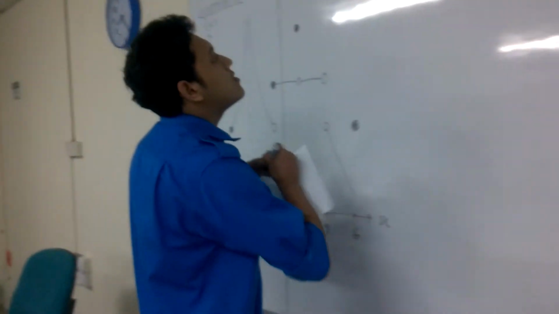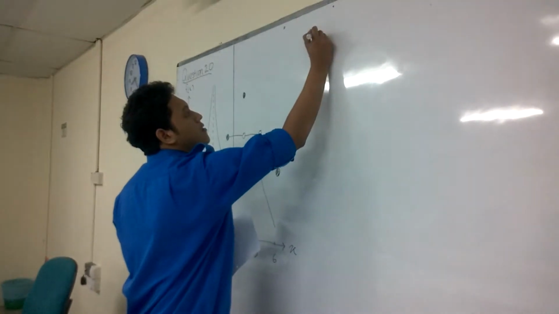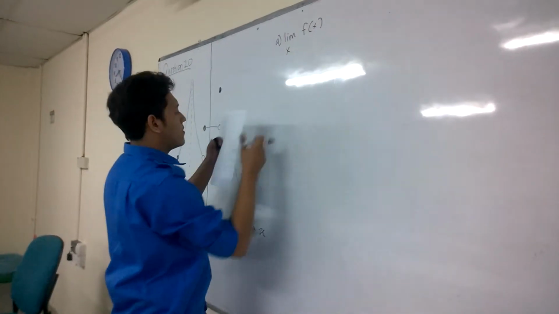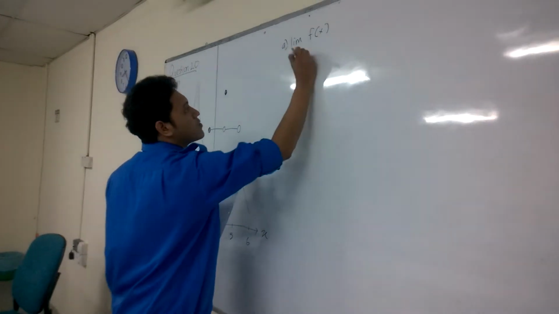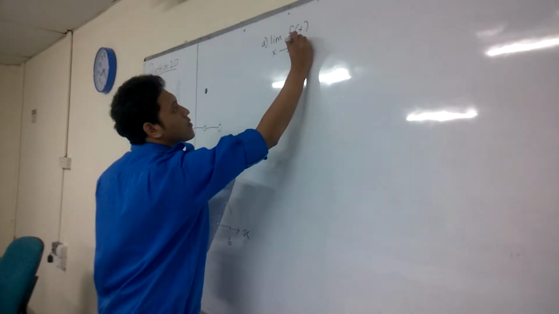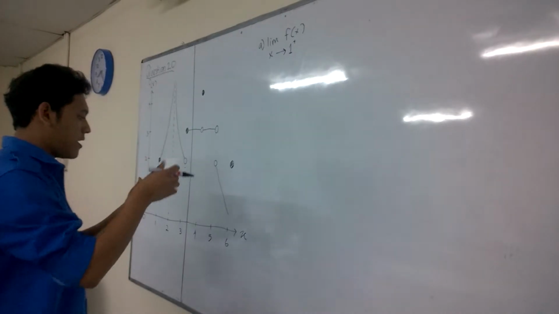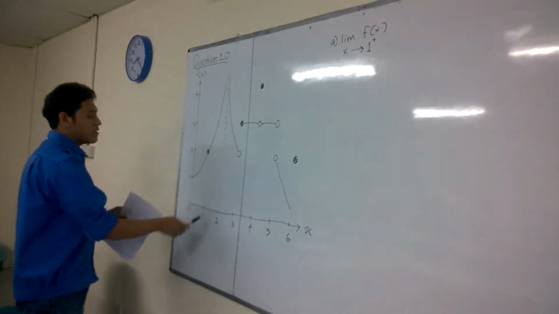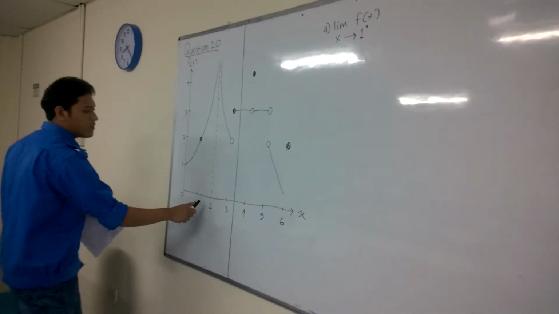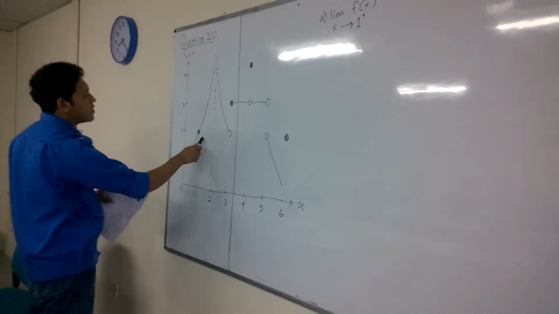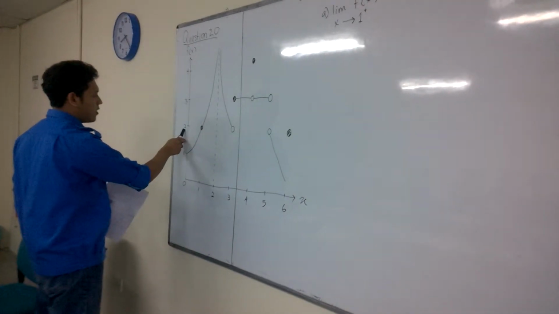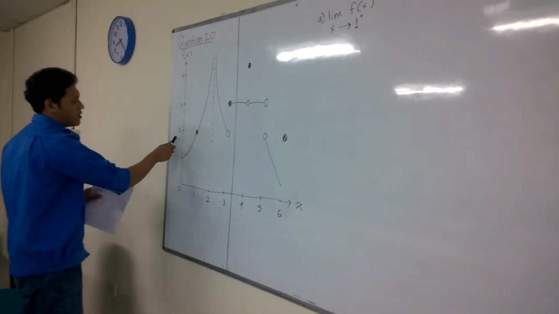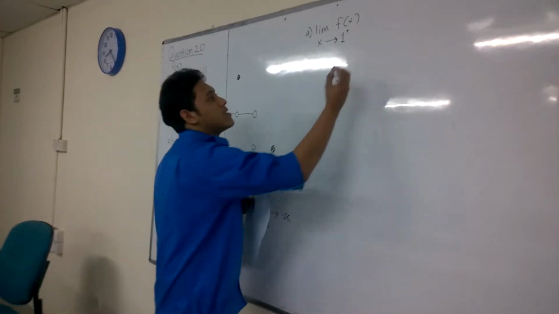Okay, the first question is, the question asks us to find the limit of f(x) as x approaches 1 from the right. Okay, so based on the graph, you can see that when x approaches 1 from the right, which is here, we can see that it ends on point 2. The graph of f(x) equals 2. So the answer is 2.